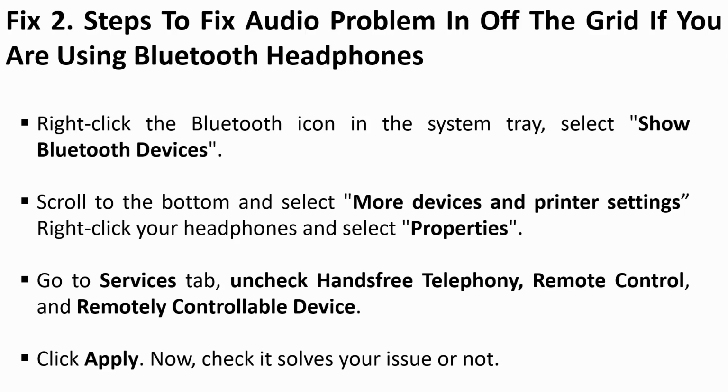If you are using Bluetooth, then here follow the steps. Right click the Bluetooth icon in the system tray, select Show Bluetooth Devices, scroll down to the bottom and select More Devices and Printer Settings. Right click your headphones and select Properties. Go to Services tab, uncheck Hands-free Telephony, Remote Control and Remotely Controllable Device. Then click Apply. Now check if it solves your issue or not.